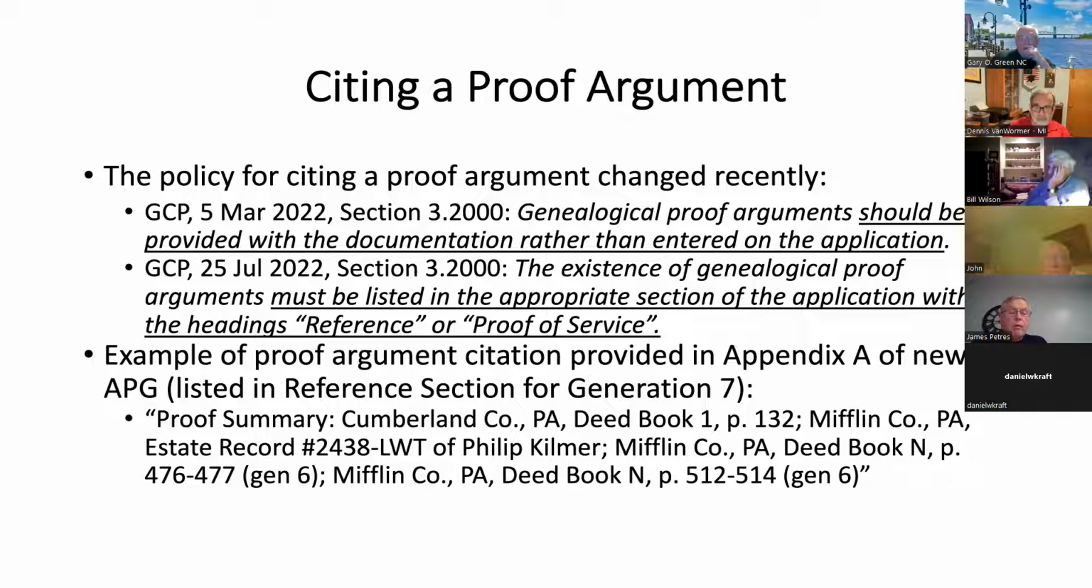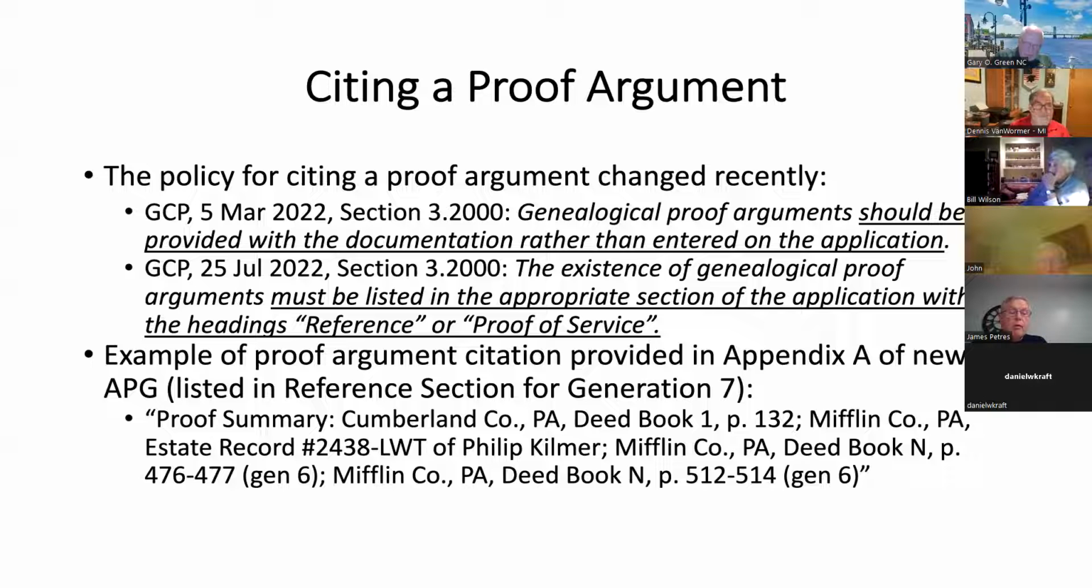It's suggested that for a proof argument, you would say proof summary, colon, and then you start listing the various documents that you used, with semicolons in between. In this particular case, the first two citations written there were for just generation 7, and the second two were actually also used in generation 6, but then reused for the proof argument. So that's a good example of how you should actually be citing the proof summary now on the application.